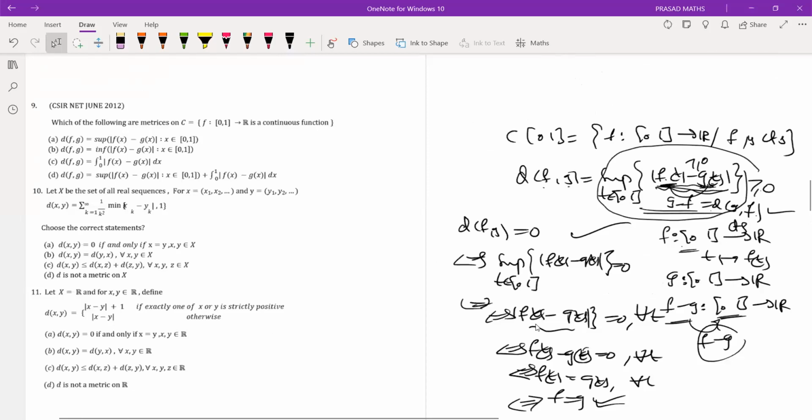This is a standard metric already. When you want to read functional analysis, you will know this metric. This is the sup norm metric, the uniform metric. It is a very standard maximum metric, the uniform metric. Already I told you the uniform one also exists.